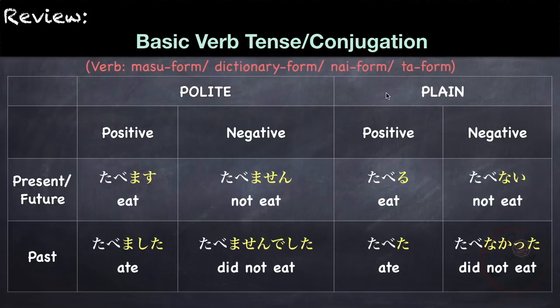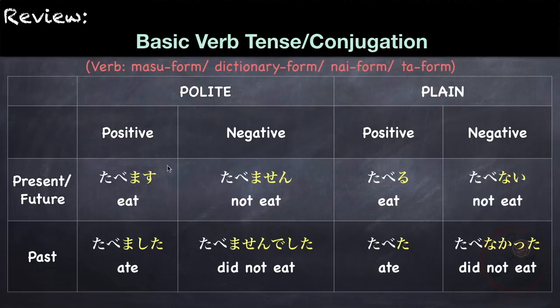The plain form, we have the positive, present, future tense. We use the dictionary form, which we've learned. So those are verbs ending in ru or the u line. For example, tabemasu becomes taberu. But the meaning is the same, only in plain form. For positive, past form, we use the ta form, which we just learned right now. Tabemashita becomes tabeta, but they mean the same thing, ate, only in plain form.